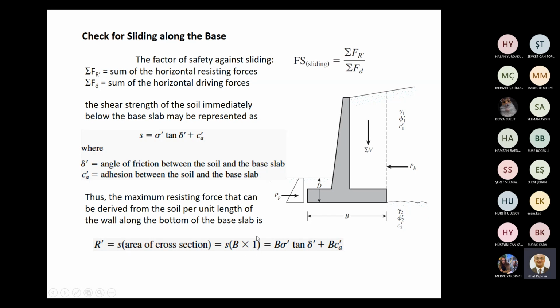What does this one mean? This is due to a 1 meter slice of wall. B multiplied by 1 means B multiplied by length, B times L. Because we are analyzing this wall for one slice having 1 unit length, and actually it's 1 meter. So this is area multiplied by shear resistance.